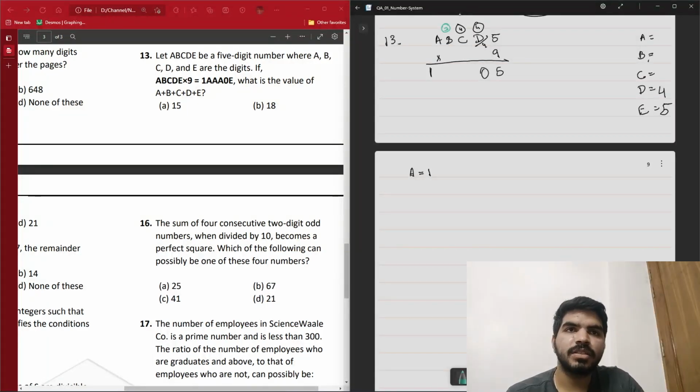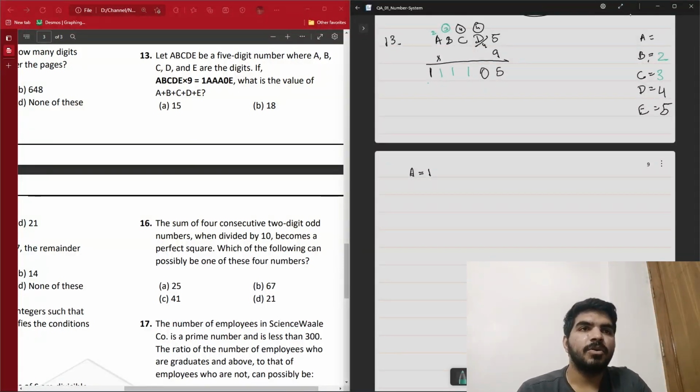9 into this, C must be 3 then. 9 into what number will again give me 1, because I need 1 here, but with 3 as carry? So B should be 2, so that it is 18 plus 3, 21. 2 is the carry, and this is 1. See, now we have 1, A, 0, 5. So mostly this has to be the answer.